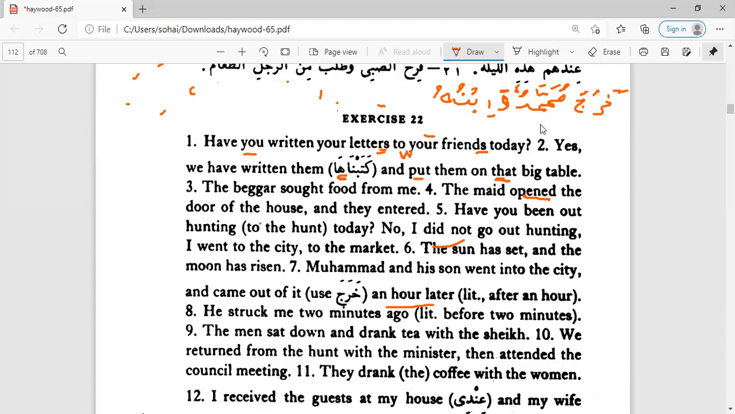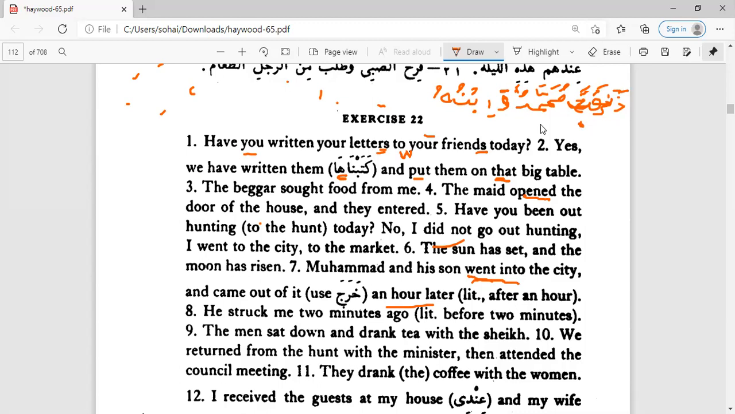Went in. Oh, sorry. So "went" is zahaba, because when you say kharaja, it means to go out. This is coming in, so we're going to use zahaba here. Zahaba Muhammad wa ibnuhu.